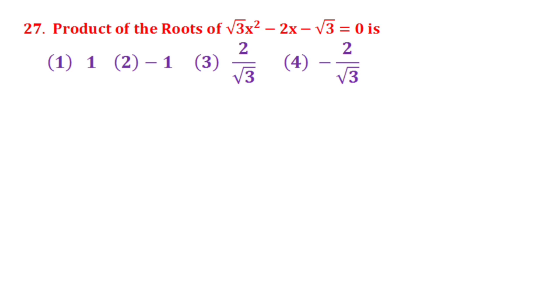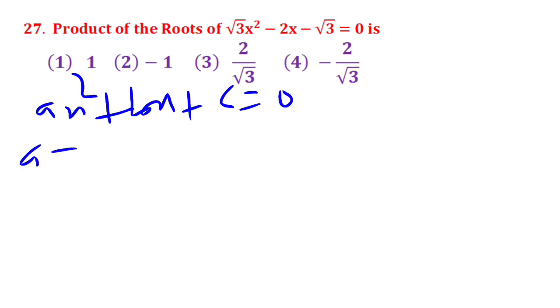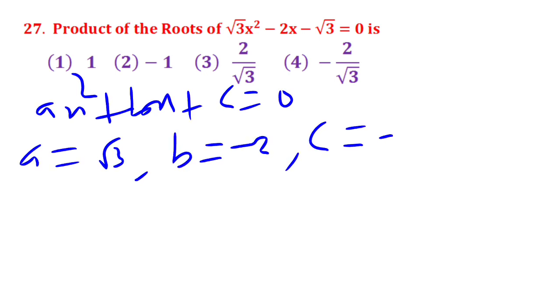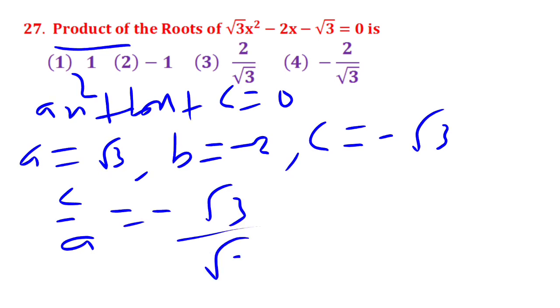Next is 27, product of the roots of root 3x square minus 2x minus root 3 equals 0. So let's compare with the standard form. ax square plus bx plus c equals 0. So a value root 3, b value minus 2, c value minus root 3. So to find out the product of the roots, we have a direct formula. So what is that formula? That is c by a. So c value minus root 3 and a value root 3. Root 3 cancel, that is minus 1. So option 2 is correct.